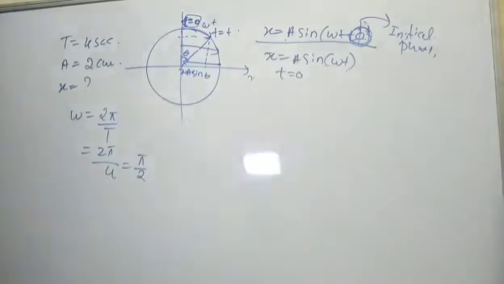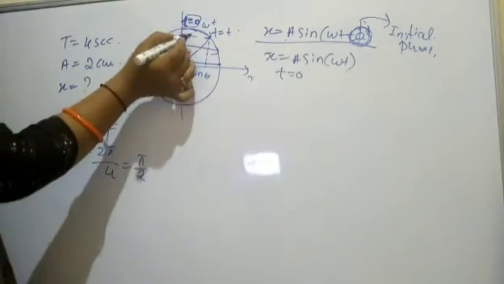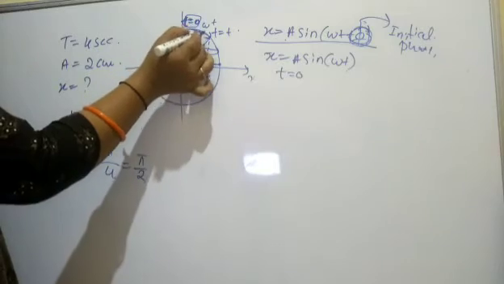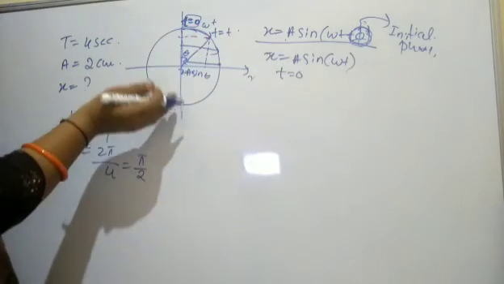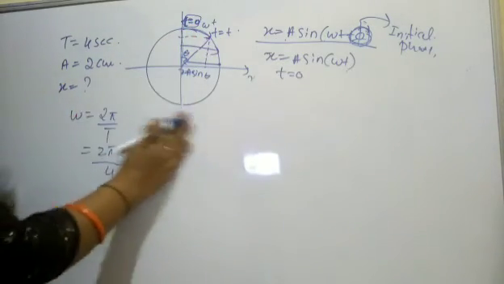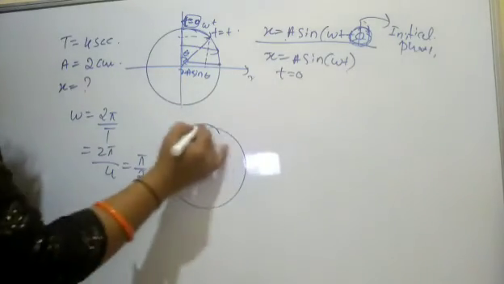So next, we will go ahead with the particle moving from t is equal to 0 not at the mean position. At that time, what will be the case? So let us go ahead here.